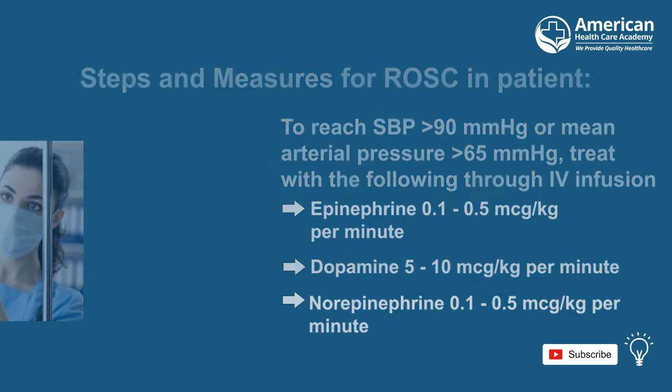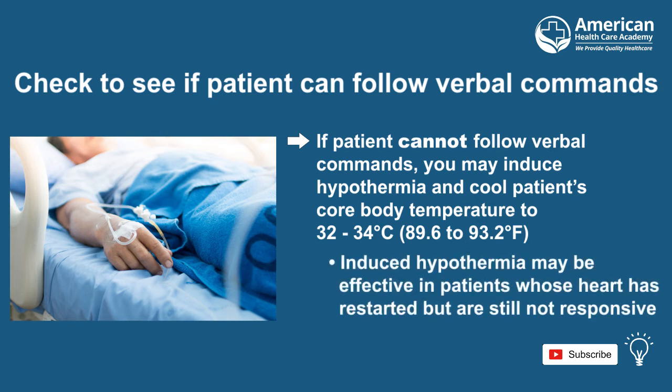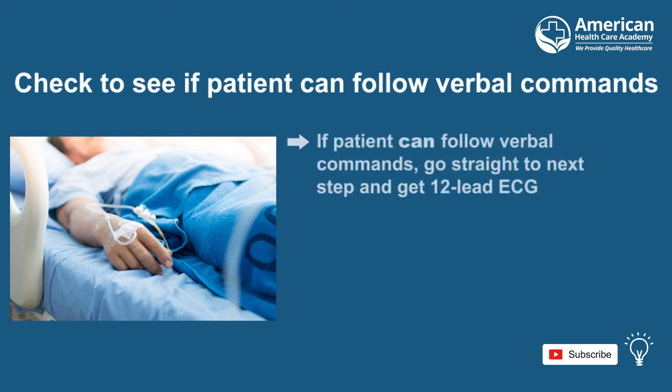If the patient cannot follow verbal commands, consider performing induced hypothermia by cooling the patient's core body temperature to 32 to 34 degrees Celsius or 89.6 to 93.2 Fahrenheit. Induced hypothermia is an intervention that can be effective in patients whose heart rate has restarted but are still not responsive. But if the patient is in fact able to follow verbal commands, then you should go straight to the next step and get a 12-lead ECG.